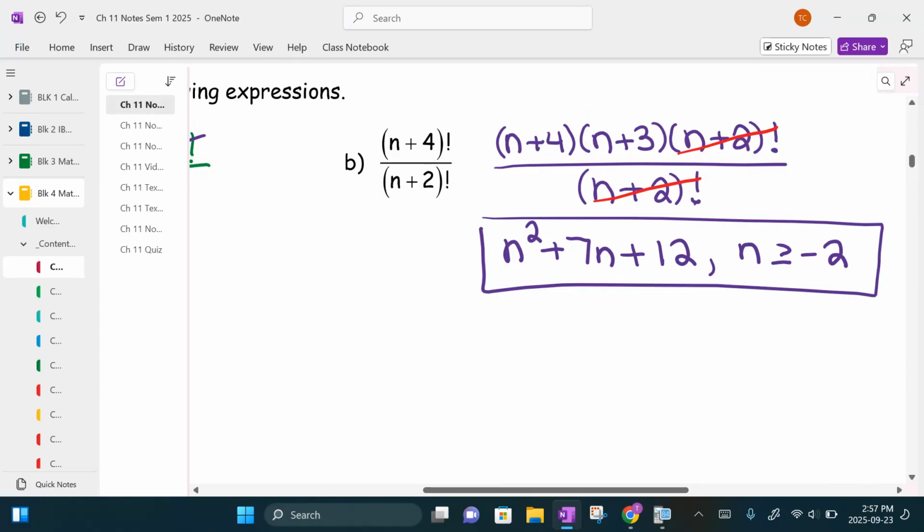Is everybody good with the restriction being n is greater than or equal to negative 2? Did I get to ignore the top? Yes, because just like we did in 20, you have to pick the restriction that satisfies both.